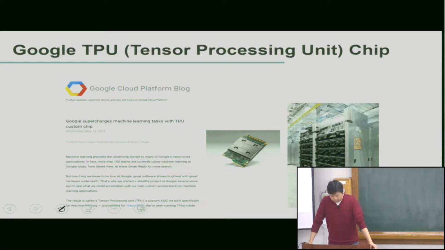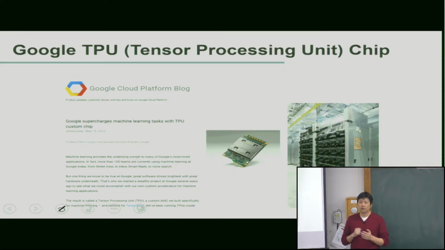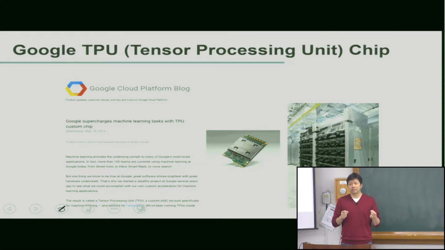So here, why this memory system is important and interesting. This is the Google TPU, Tensor Processing Unit, which is one of the very interesting examples of custom hardware that was actually built to accelerate specific workloads. In this case, Google tries to accelerate their machine learning workloads. So they did paper and pencil calculations.